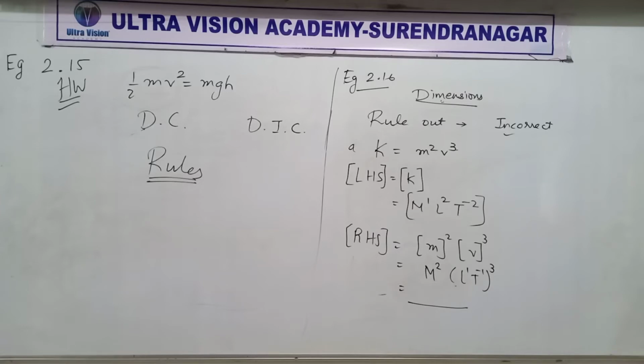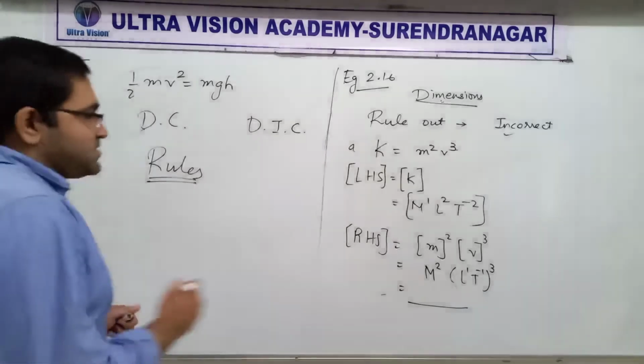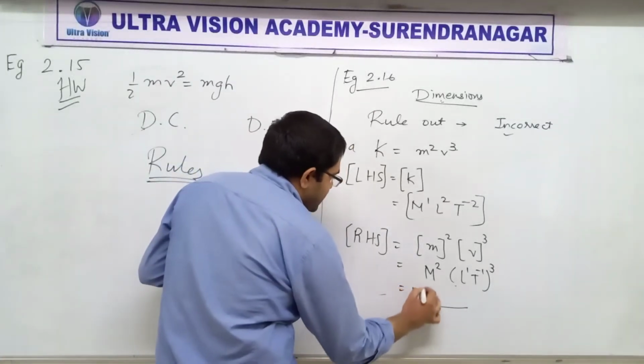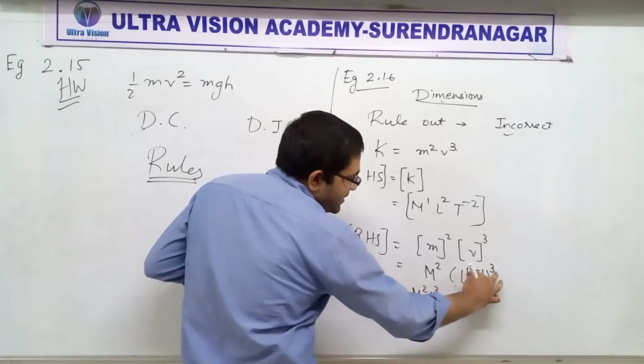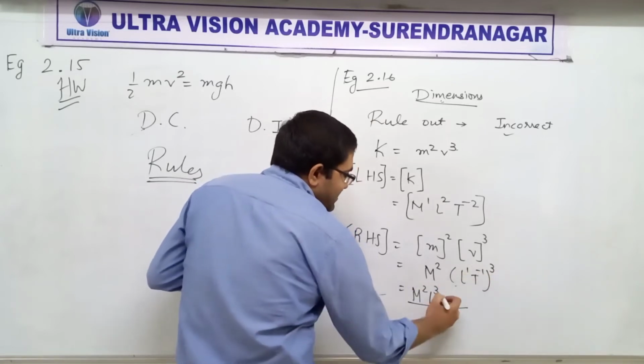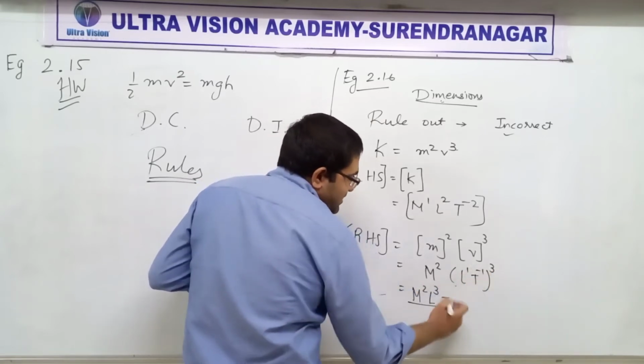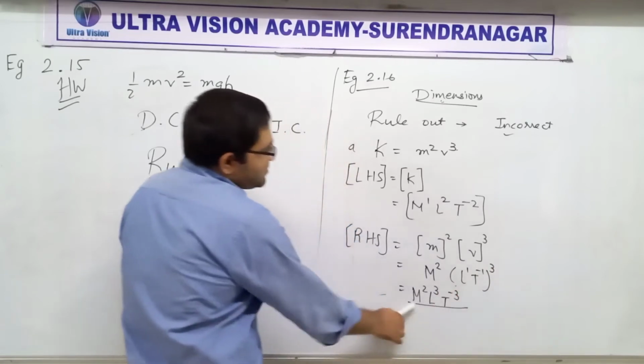Maths, everyone, be careful with it. Do not make maths mistakes. Follow the rules of power properly. Very good, many of you have given the right answer. M raised to 2, L raised to 3. Why 3? 1 into 3 will be 3. And T raised to minus 1 into 3 is minus 3. So this is on the right side.